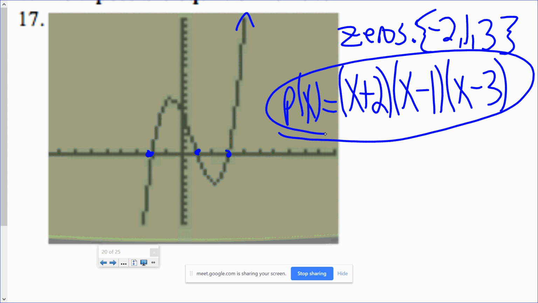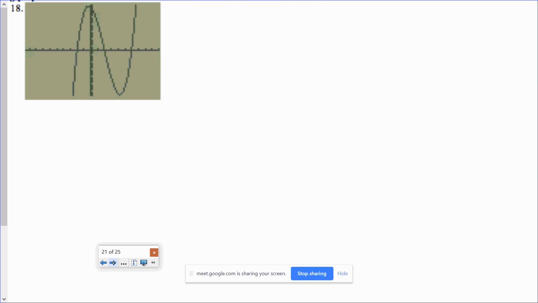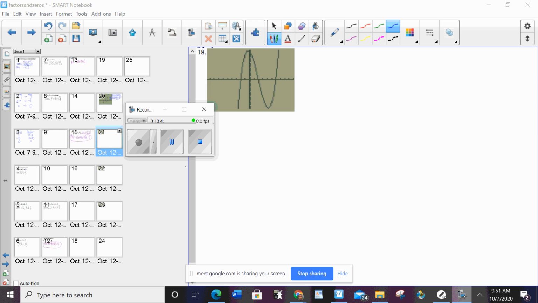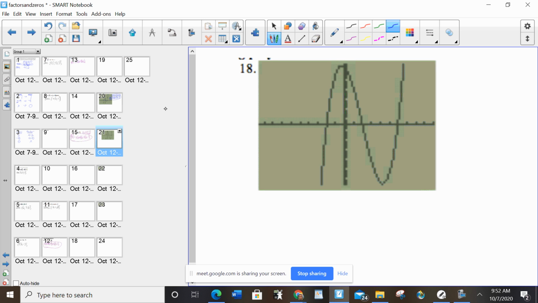So again, I'm grabbing the zeros where the graph hits the x-axis. And then once I have the zeros, I'm doing the same thing that I did in the last section. Why don't you try number 18 on your own right now? I'm just going to pause to give you a moment to do that. Okay, let's go over it.